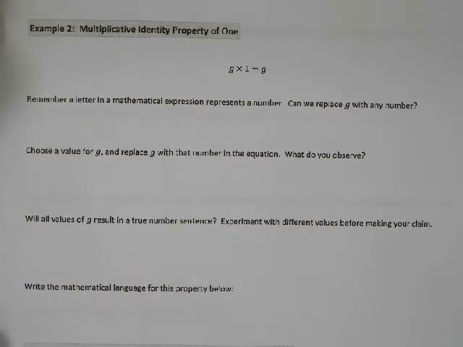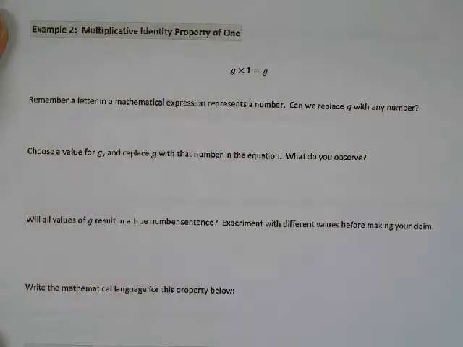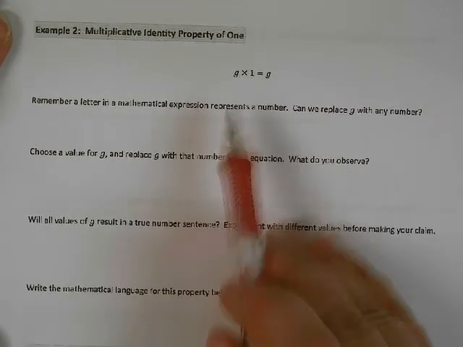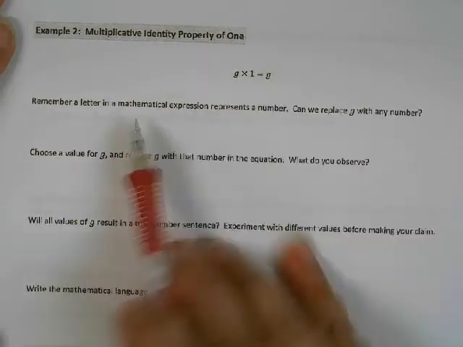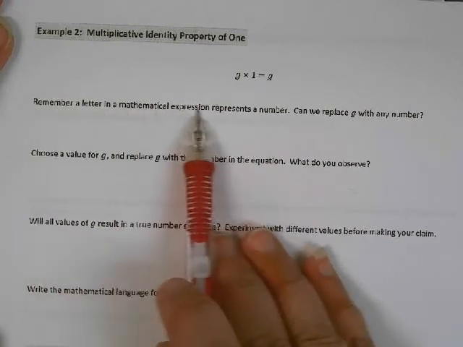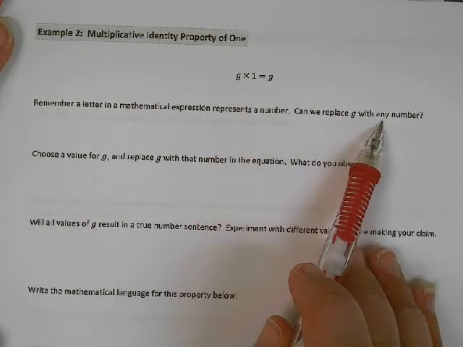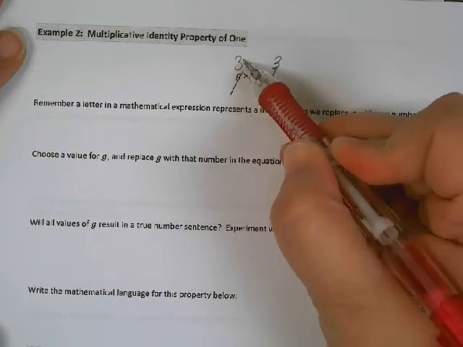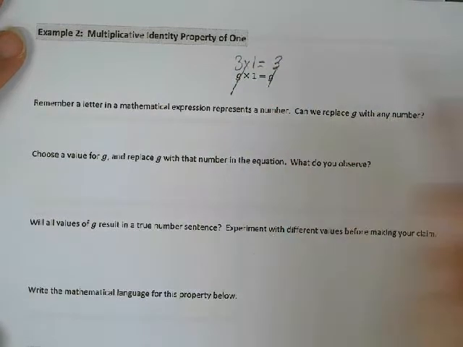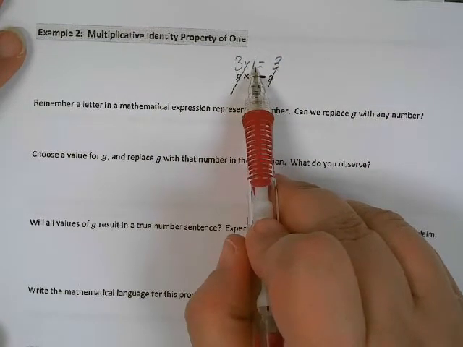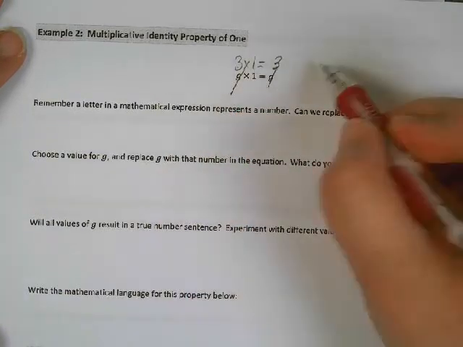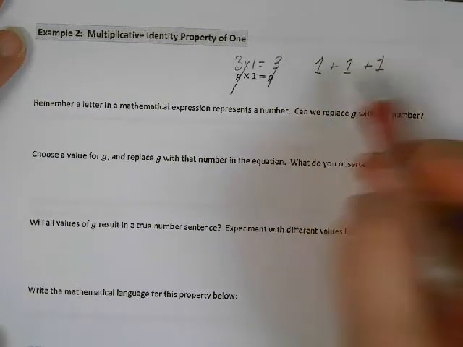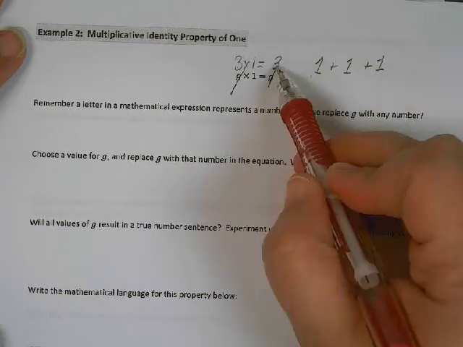In example number 2, we're going to look at the multiplicative identity property of 1. So in this one, they're looking at G times 1 is equal to G. It says, remember, a letter in a mathematical expression represents a number. Can we replace G with any number? So let's try. Let's replace G with 3 and fill in the rest of our equation. So 3 times 1, 3 groups of 1. So if I have 1 and 1 and 1, so 1, 2, 3. Does that result in 3?